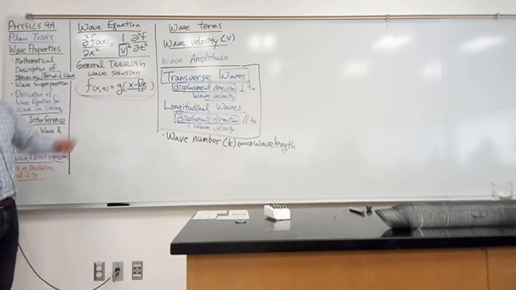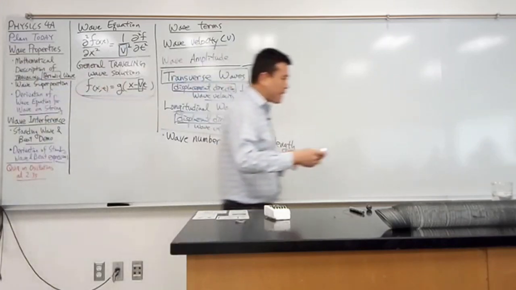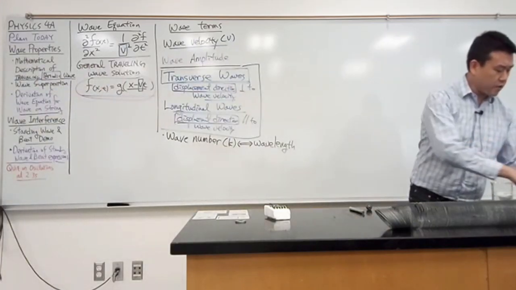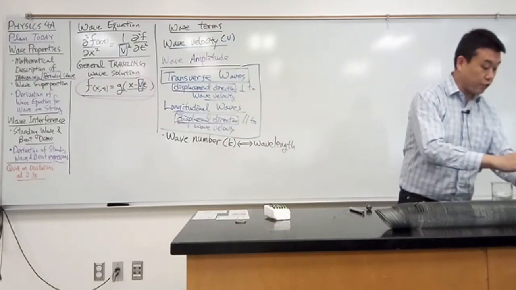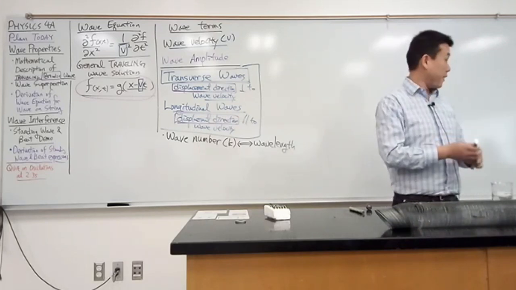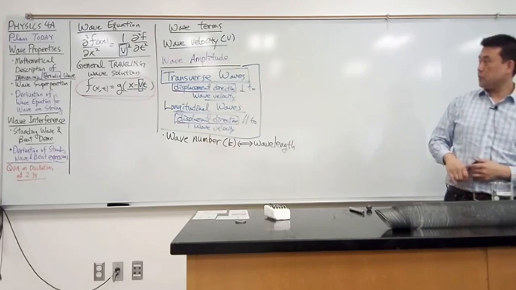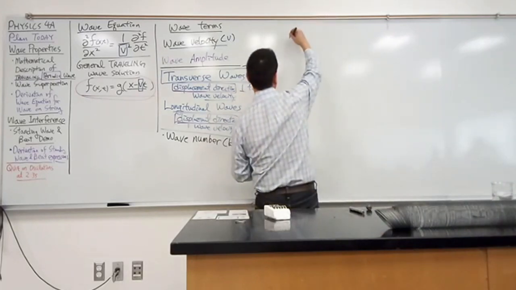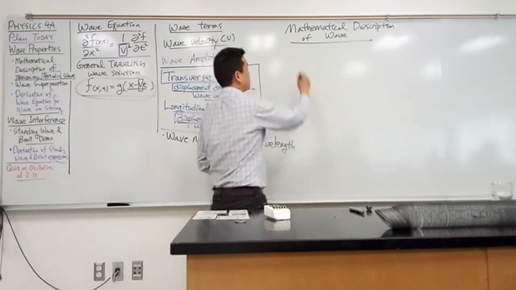Okay? Or it could have also been cosine. Okay? So let me write that down, and let me express that function in a couple different ways. That'll be a way to introduce all the terms you are supposed to know about a traveling periodic wave. So, the mathematical description of a wave, we can describe something that looks like this.